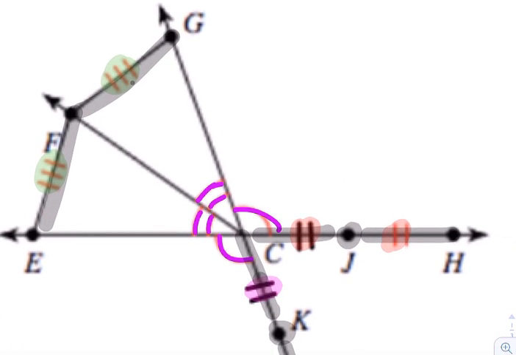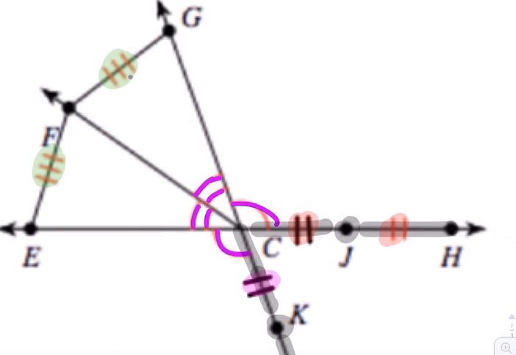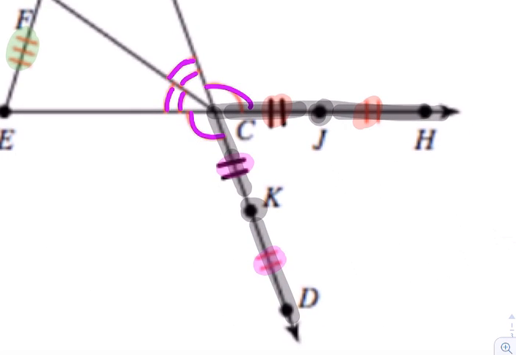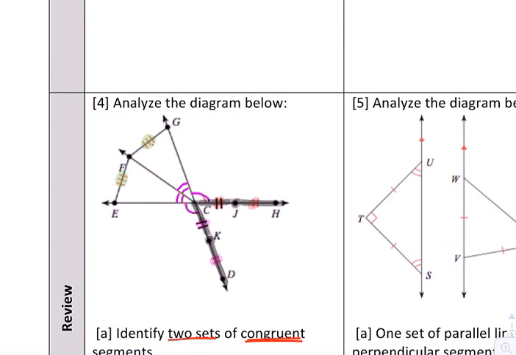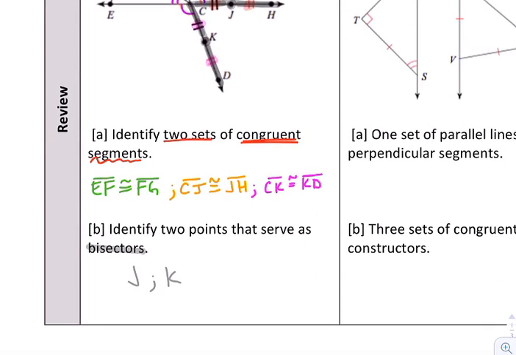That's not the same deal as with J and K, because in the case of J there is 1 segment where J serves as a quote-unquote cutting point. Same thing with CD. You have 1 continuous segment, and you have K that appears to be in the middle. Right? And so that's why these are the only 2 answers.